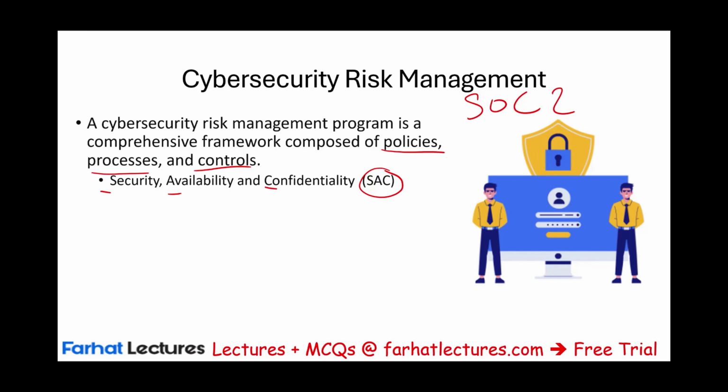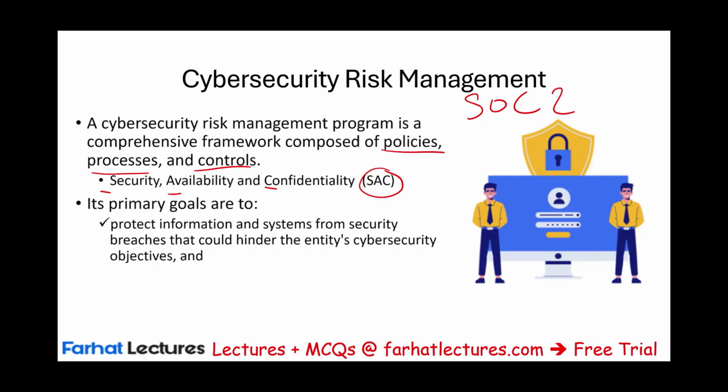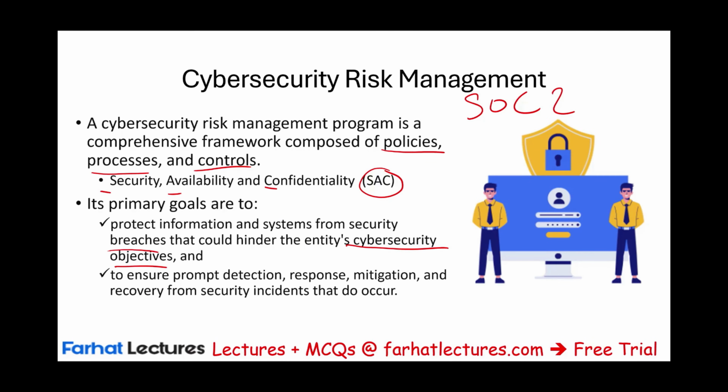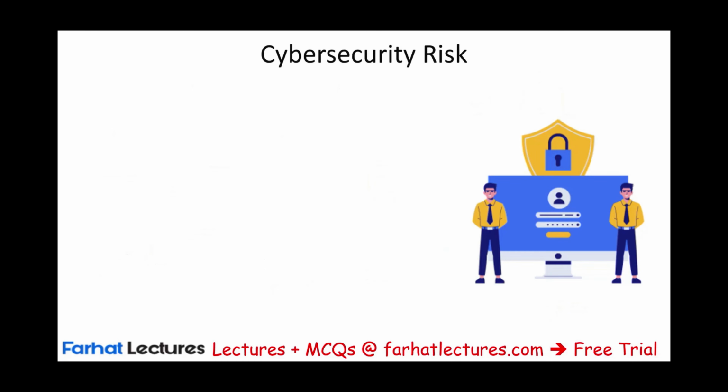Now, any cybersecurity risk management, its primary goals are to do what? To protect the information and system from security breaches. Why? Because it could hinder the ability to achieve our cybersecurity objectives. Whatever those objectives are, we need to protect the system and make sure we have an early detection system, a response plan, mitigation, and a recovery plan in case of a cybersecurity incident. So those are the objectives of having a cybersecurity risk management. And if you're studying for the Information Systems and Controls exam, ISC, we learned a lot about cybersecurity, and this is another way to look at the cybersecurity risk management.